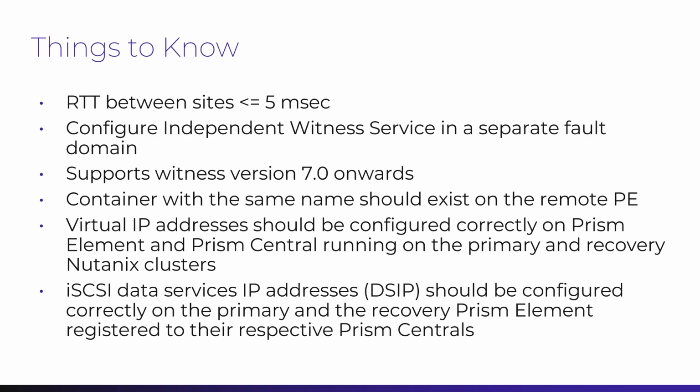The container with the same name should exist on both the primary and the remote Prism Element. The virtual IP address should be configured correctly on the Prism Element and Prism Central running on the primary and the recovery locations. And then lastly, the iSCSI DSIP addresses should be correctly configured on both the primary and the recovery PEs and then registered to their respective Prism Centrals.